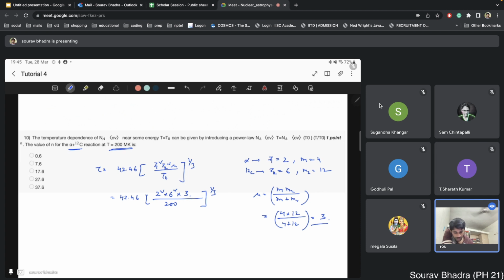That will give you a result of 54.9. Okay, so tau is 54.9. That means your power law index, so sigma v is T to the power n, or T to the power p. Let me write it as p, and p is tau minus 2 by 3, right?